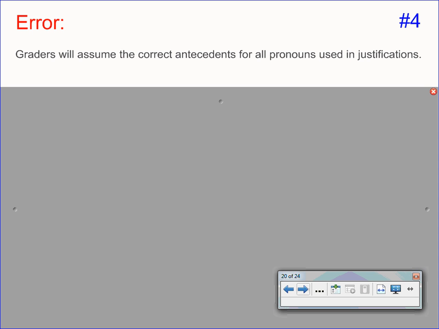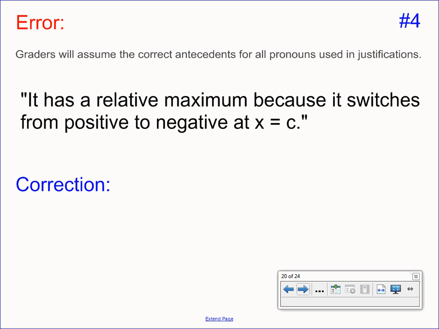Number 4. Graders will assume the correct antecedents for all pronouns used in justifications. What? This is an English class, Mr. Fritz. No, it's not. But by golly, it has a relative maximum because it switches from positive to negative at x equals c. Oh, no justification points. 0. What's wrong with that? Sounds calculus-y.